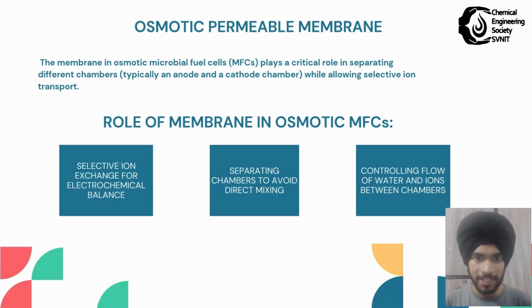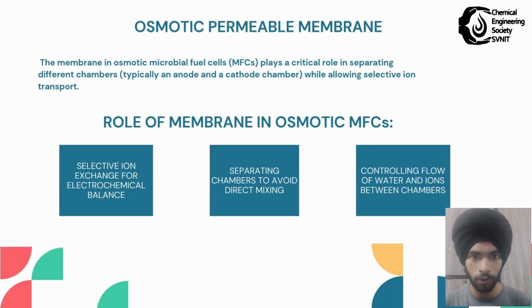So now we will discuss the osmotic permeable membrane that is used in OMFCs. Firstly, we will discuss the roles of it. First, it separates the anode and cathode chamber to avoid the direct mixing of the solution so that we can get our desired product easily. Second, it allows only selective kinds of ions to pass through it so that any specific kind of ion should not be in excess in any of the chambers, to maintain electrical neutrality. So it is written here that it maintains the electrochemical balance.